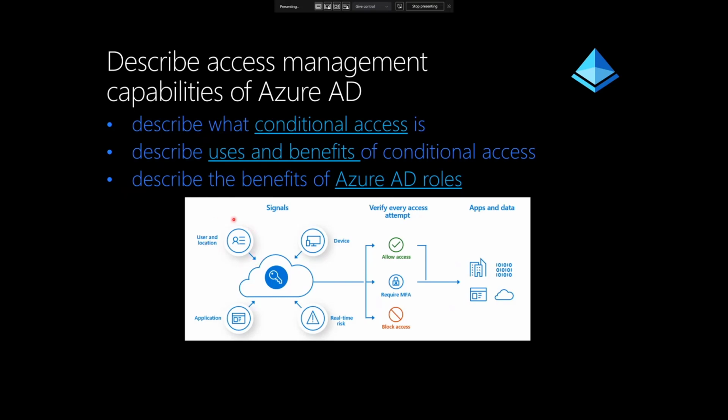Some of the common use cases for conditional access would include something like if you have a user that is trying to perform an elevated privilege task. So maybe they're creating user accounts or changing passwords. You may require that elevated privilege task to prompt the user for multi-factor authentication before they can do that.